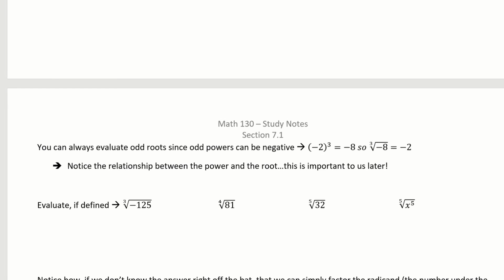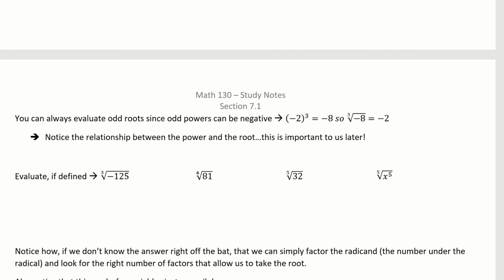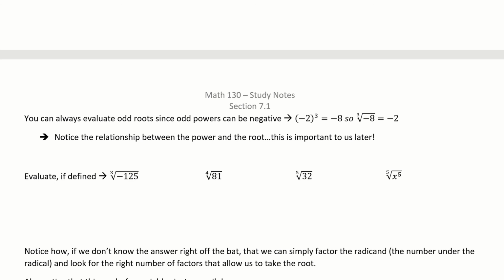What's down here? Okay, you can always evaluate odd roots since odd powers can be negative. That's what I'm telling you now. Negative 2 to the third is negative 8, so the third root of negative 8 is negative 2. And another way to write that is the third root of negative 2 cubed, and once again cancel those, get negative 2.